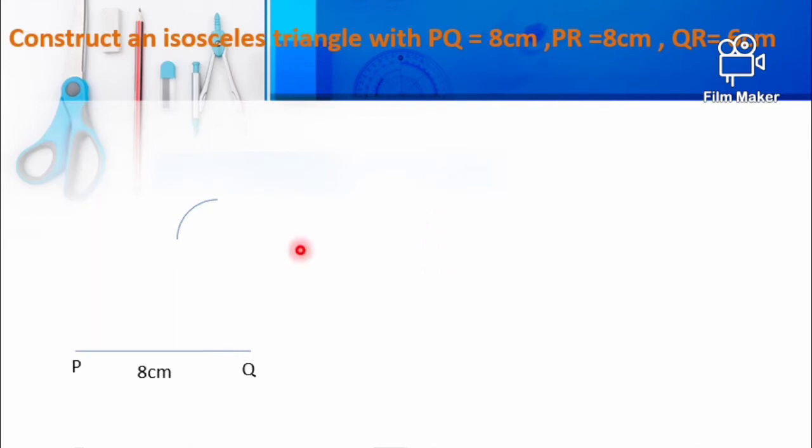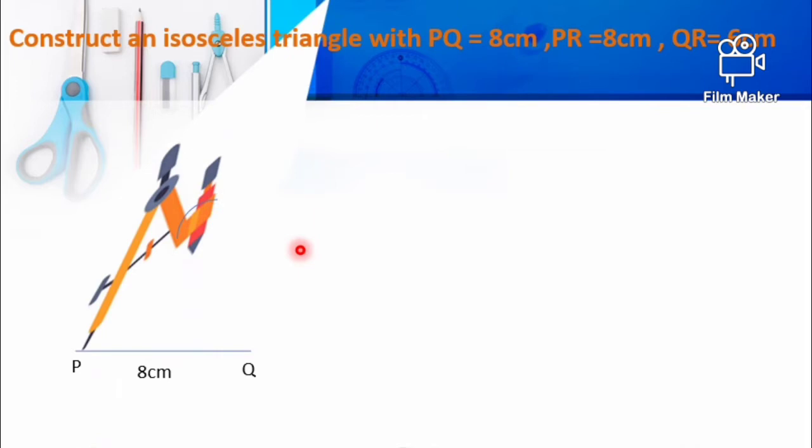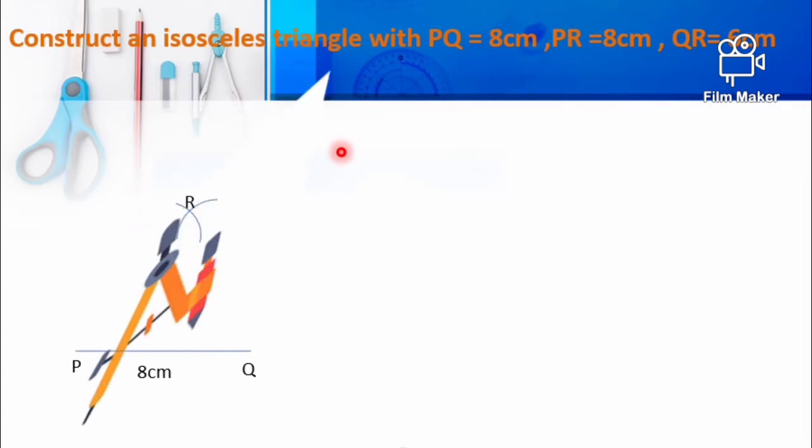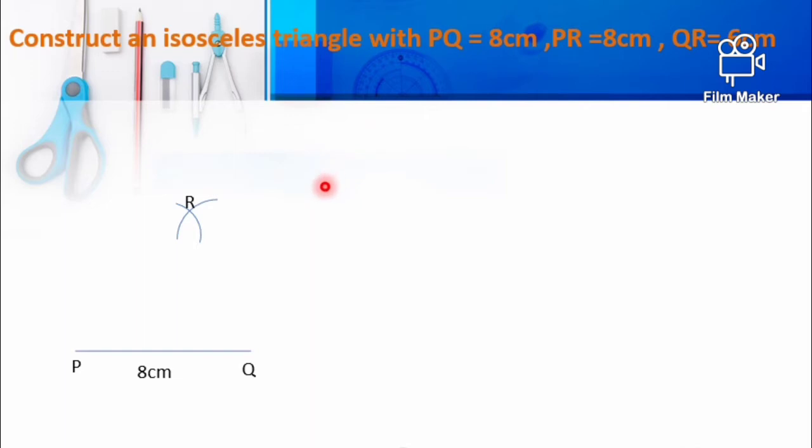Then we will place the compass at point P and open it at 8 centimeter and draw another arc of 8 centimeter which cuts the previous arc at point R. Now we have the three vertices of the triangle P, Q and R.